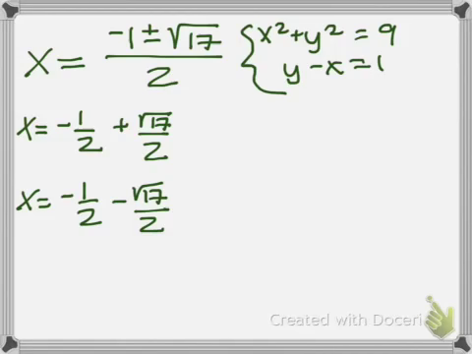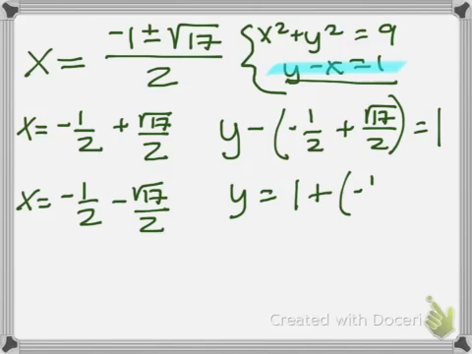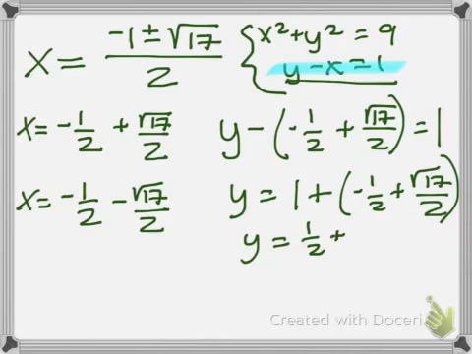And now we'll plug them in one at a time. The easiest one to plug in obviously is going to be this one. So plug in your first x, y minus (-1/2 plus square root of 17 over 2) equals 1. We'll add that to both sides. So y equals 1 plus (-1/2 plus square root of 17 over 2). We can add the 1 and the -1/2 to get 1/2, and then add the square root of 17 over 2. So there's your first y.